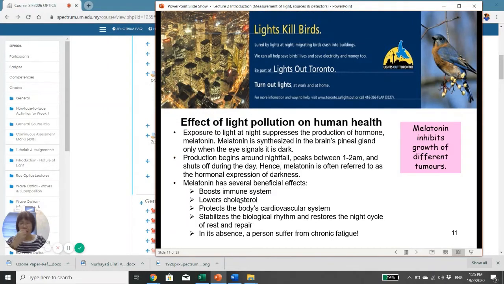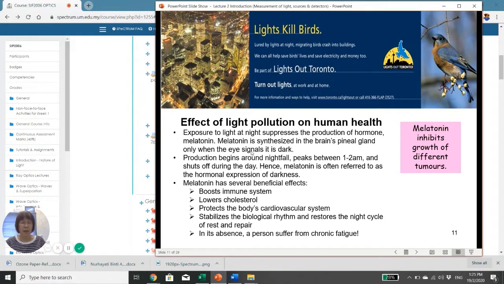Now, besides losing our night sky visibility, we also have other problems that arise from light pollution. For example, the migrating birds get confused by the brightly lit buildings, and some of them just crash into those buildings. And then there is human health as well.